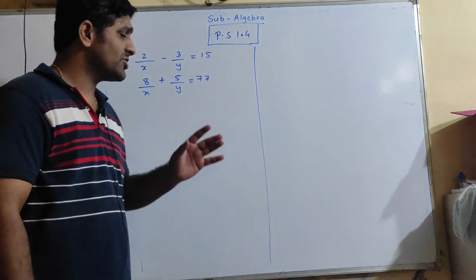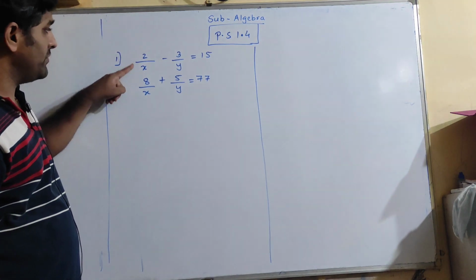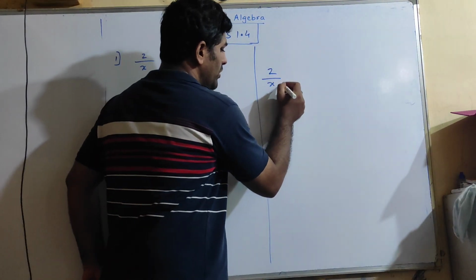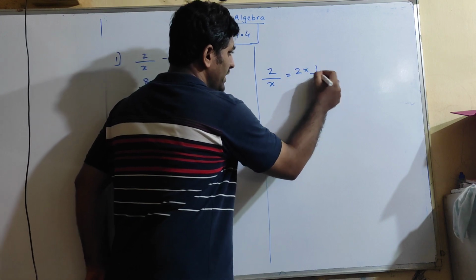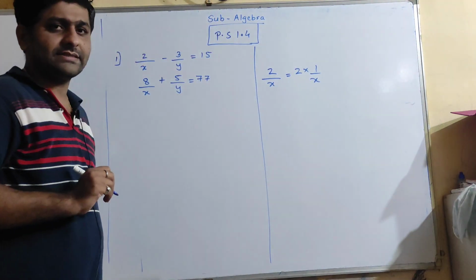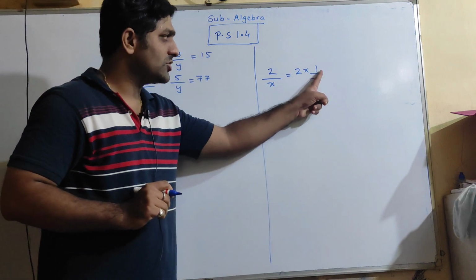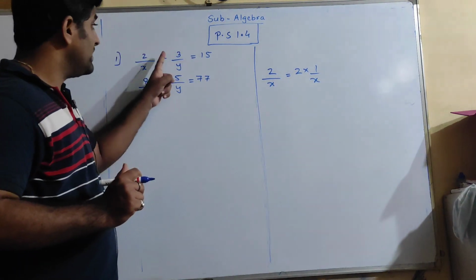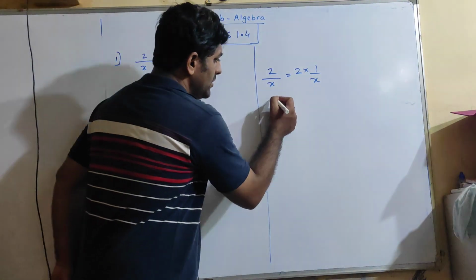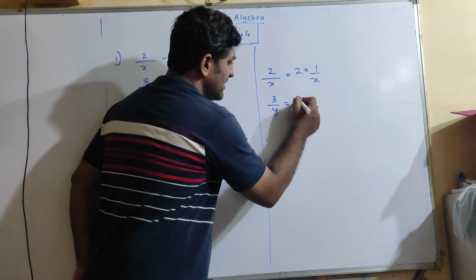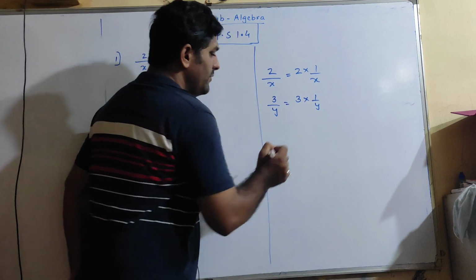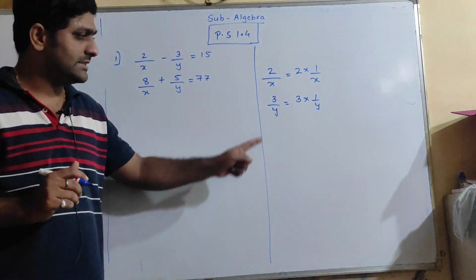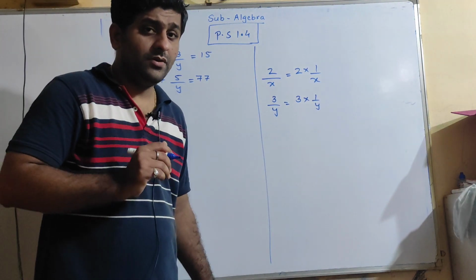Now, please understand, students, I'm just taking an example where suppose this is 2 upon x. So, if I'm talking about 2 upon x, this can be written as 2 into 1 upon x. Yes or no, students? 2 ones are 2. So ultimately the answer becomes 2 upon x. Similarly, 3 upon y can be written as 3 into 1 upon y, because 3 ones are 3, and ultimately again the answer will become 3 upon y.